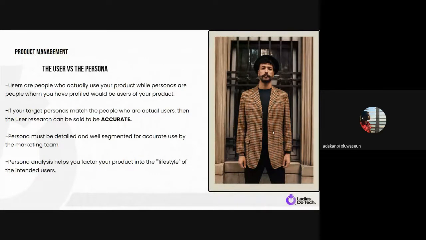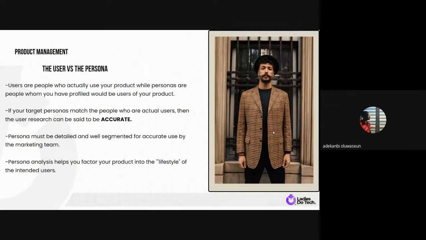If your target personas match your actual users, it can be said that your user research is accurate. For instance, I say I want women to use the shoe, and after releasing the shoe, men are the ones buying it. Then it means there's a problem. Or I want to sell makeup, and I say my user profile is kids, it'll be used by kids. And then after releasing the product, rather than kids, you now have maybe men or old people using it. So you want to ensure that there is a match, that there's an accuracy between your persona and the people who are your users.